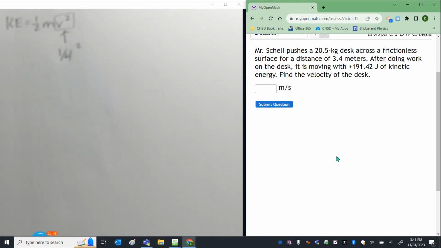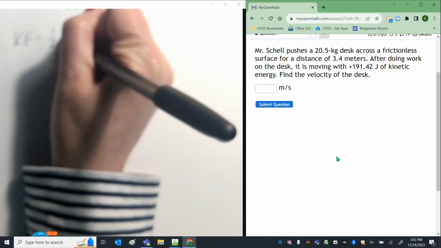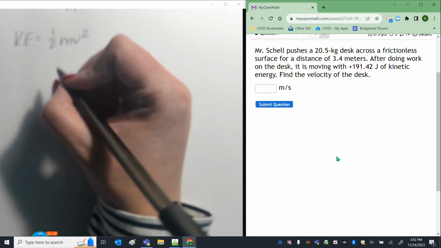Number 7. Mr. Shell pushes a 20.5 kilogram desk across a frictionless surface for a distance of 3.4 meters. After doing work on the desk, it is moving with positive 191.42 joules of kinetic energy. Find the velocity of the desk. Okay, so how fast is this desk moving? We know, again, the equation for kinetic energy. Write it out again, 1/2 mv squared. So we have this equation. We know how much kinetic energy it has at the end.